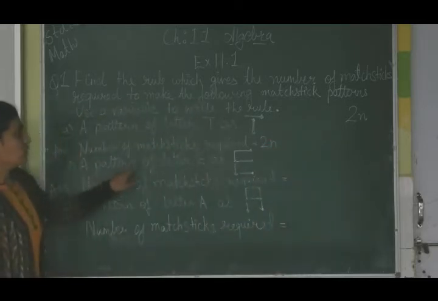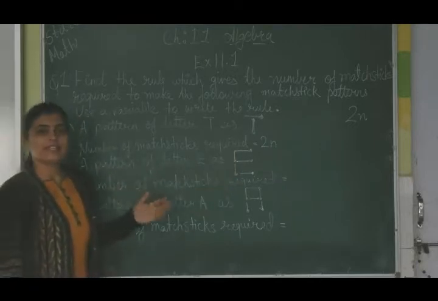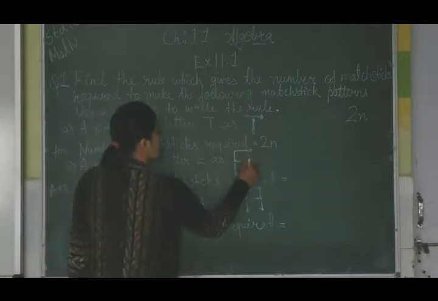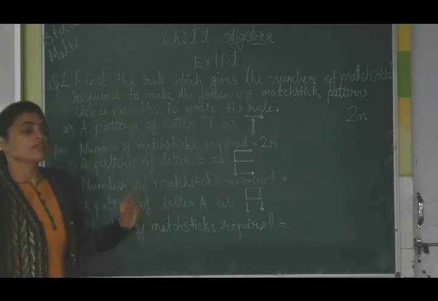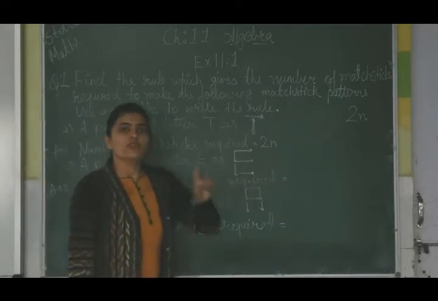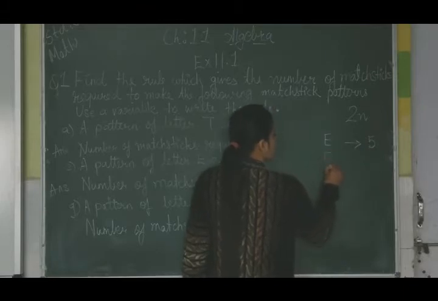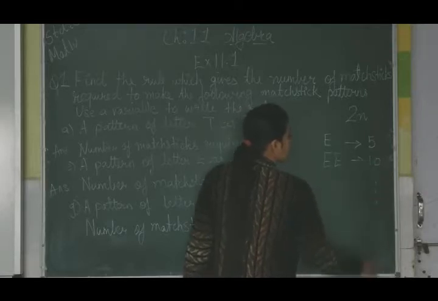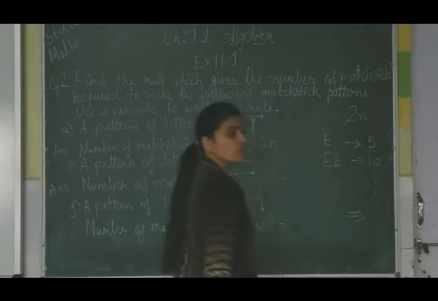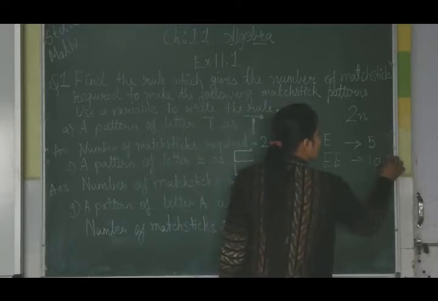Next is a pattern of letter E. Now how many matchsticks do you need to make E? We will count: 1, 2, 3, 4 and 5. 5 matchsticks we require for making E. For 1 E we need 5 matchsticks. So for making 2 E, how many will we need? We will need 10, and so on we will go on. Then what rule will we find out? That we have to multiply by 5.